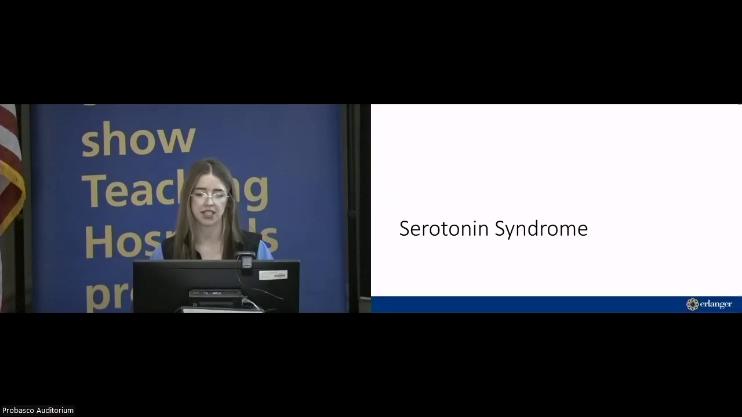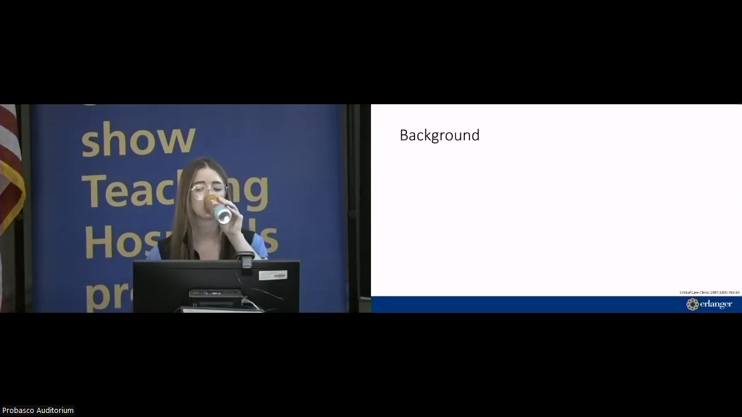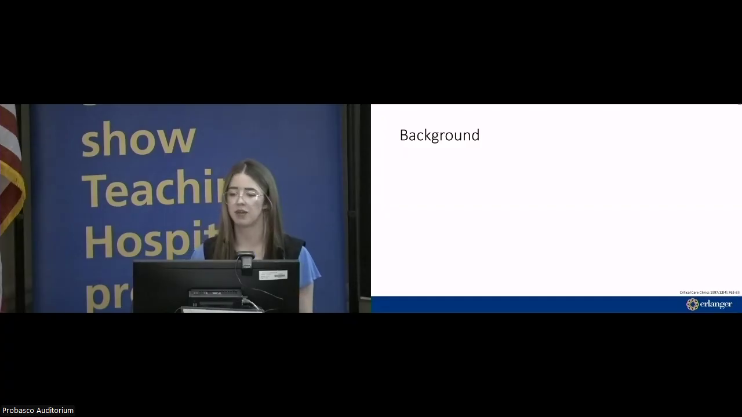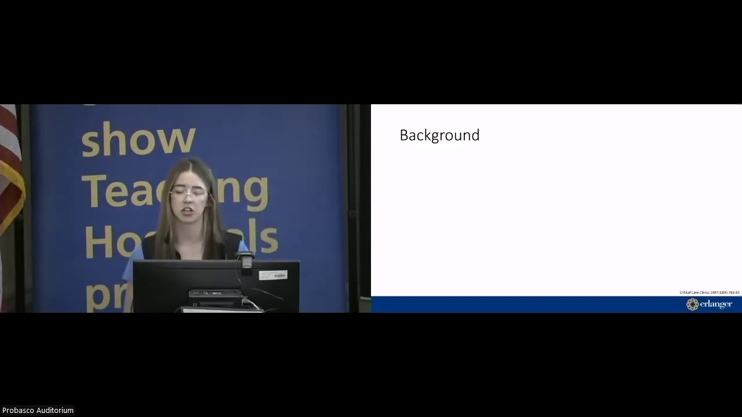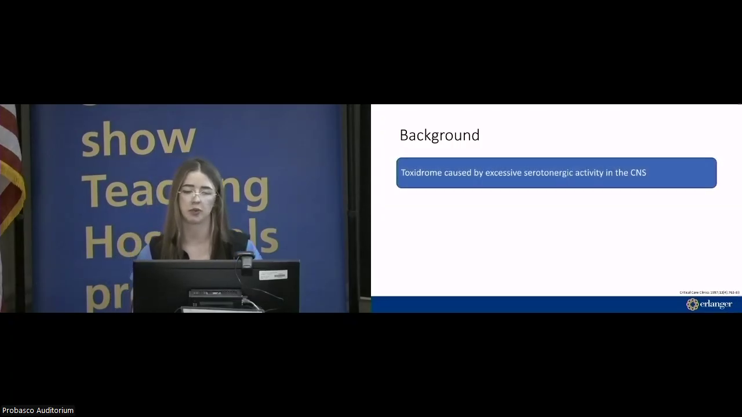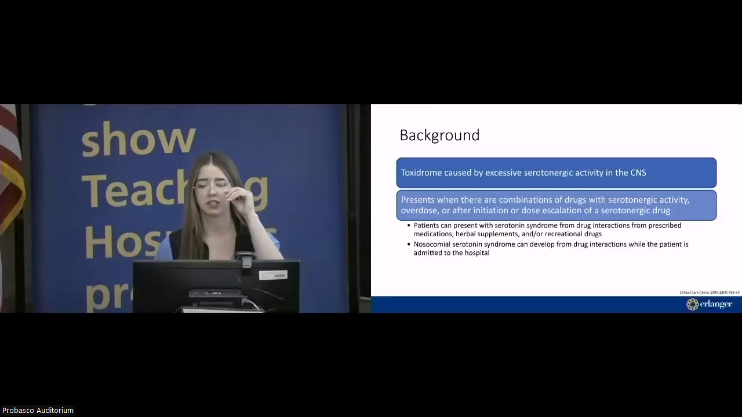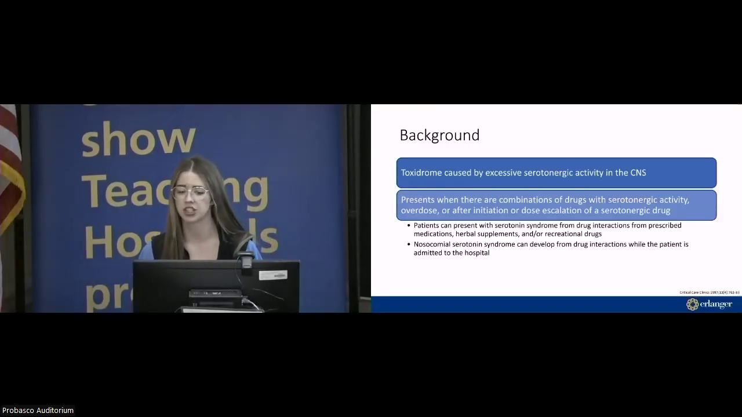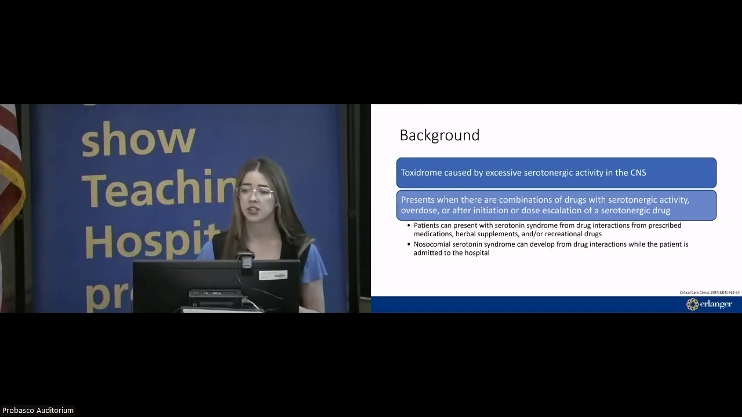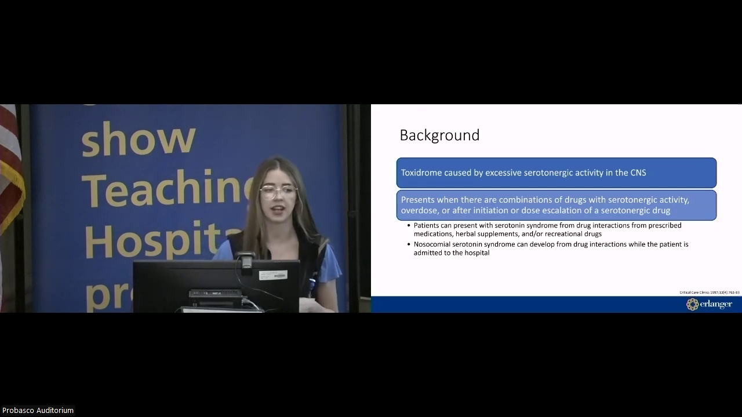Next, we will be discussing serotonin syndrome. Serotonin syndrome is a toxidrome caused by excessive serotonergic activity in the CNS. It typically occurs when multiple serotonergic agents are combined after a dose escalation or in the setting of an overdose. Patients may present with serotonin toxicity from interactions involving prescription medications, herbal supplements, or recreational drugs. Nosocomial cases often arise when a new serotonergic agent is added without fully reviewing all the patient's medications.